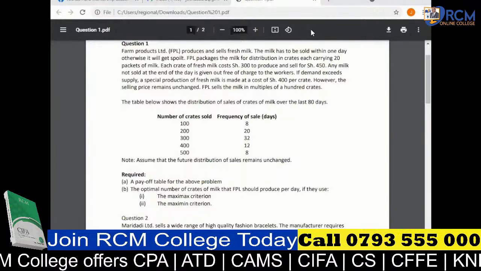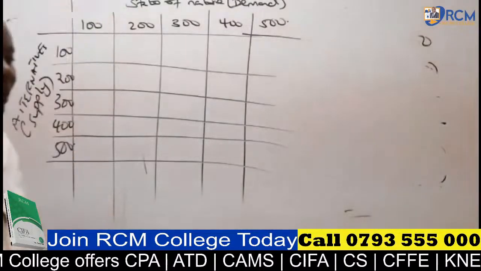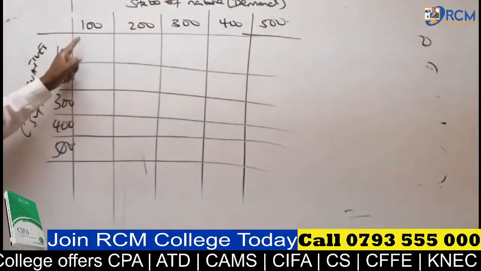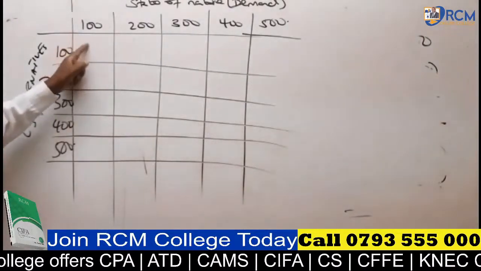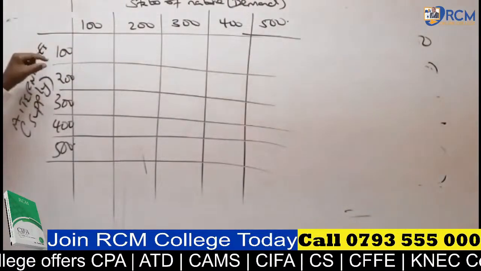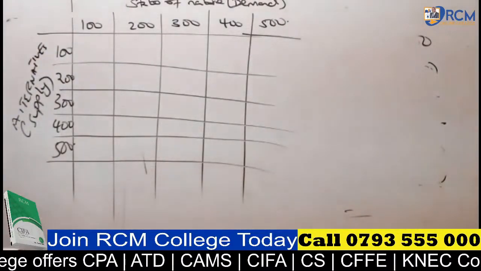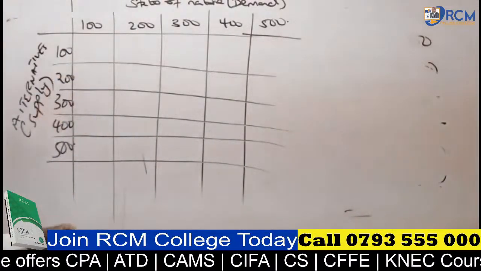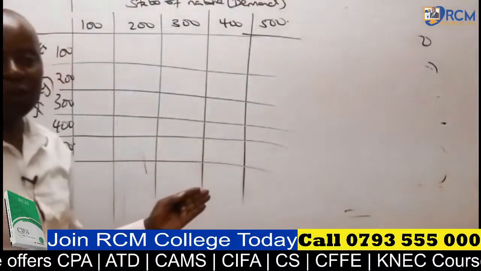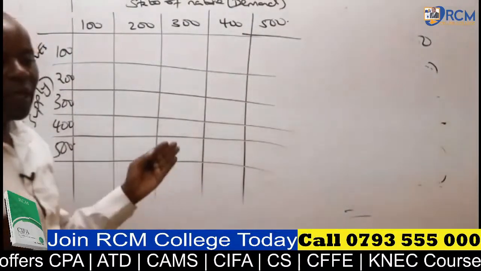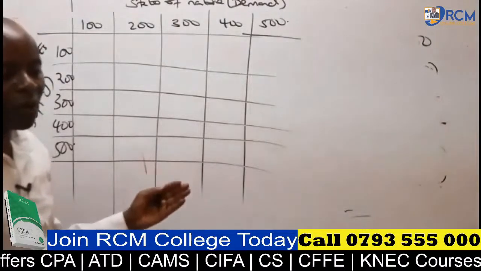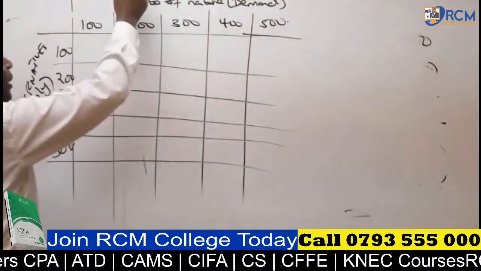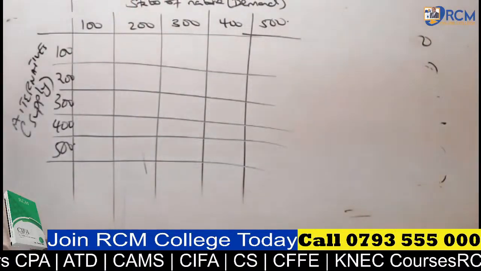So, ladies and gentlemen, where do we begin from? Look at my first cell. In the first cell, what are the outcomes? We have produced 100 crates of milk, and that's what we have taken to the market. And how many of them have been demanded? The demand is 100. That is what we call a perfect match. So for a perfect match, we shall end up selling 100 crates. If we sell 100 crates, ladies and gentlemen, remember that our profit is revenue minus cost.